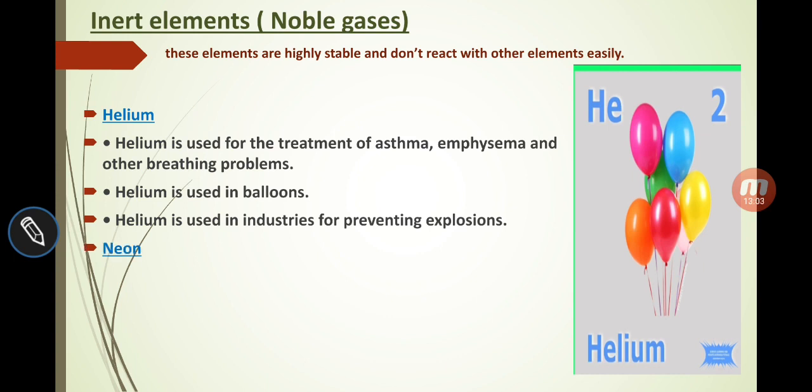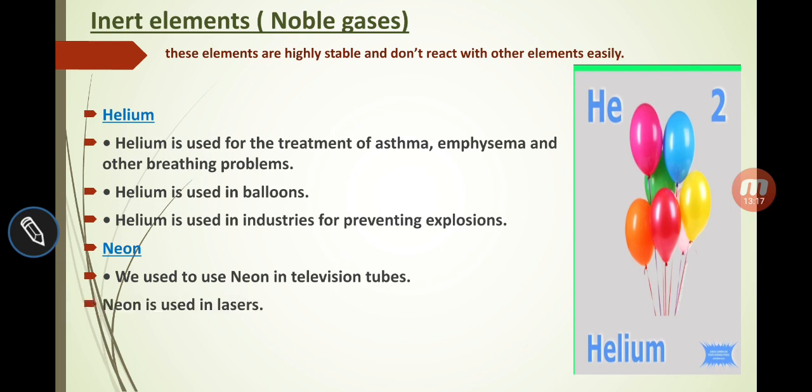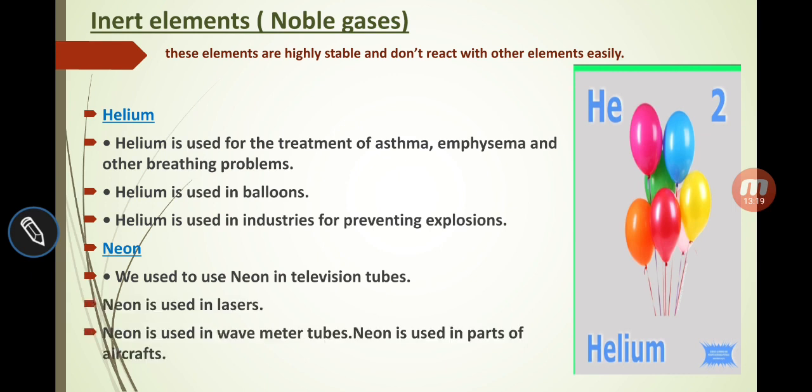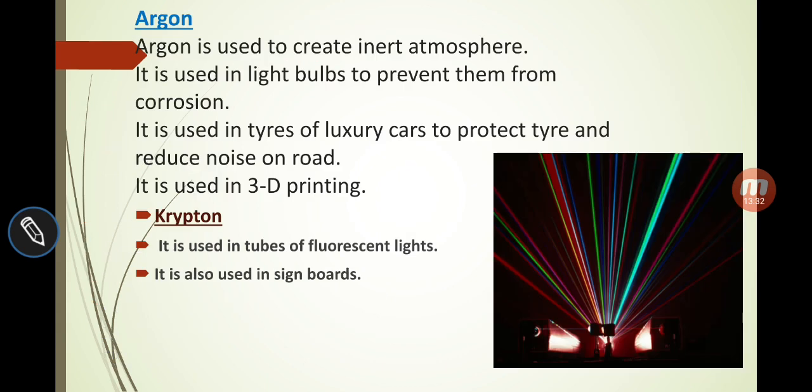Neon. Next one, we use neon in television tubes. Yes, my dear students, a television tube is a vacuum which is filled with neon gas. Neon is used in laser light. Neon is used in wave meter tubes. Neon is used in parts of aircraft. These are the uses of helium and neon.